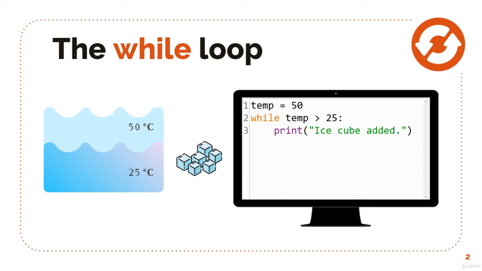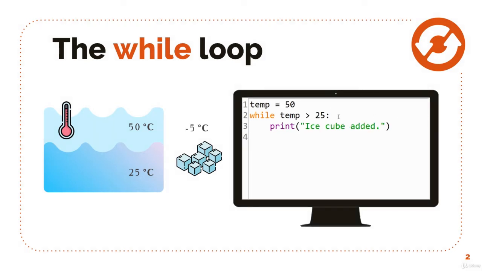The reason our program was stuck in a loop and kept adding ice was because we didn't relay any information of the temperature change. Think of it this way, how would you know that you brought down the temperature to 25 degrees? You need to measure the temperature, right? So you know when to stop adding the ice cubes. Let's say each time you add the ice, the temperature goes down by 5 degrees. Let's show that in Python.